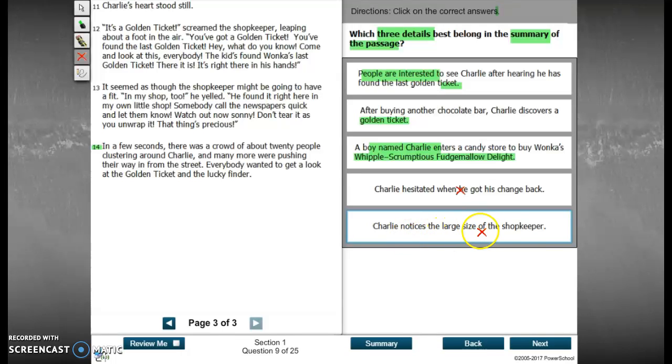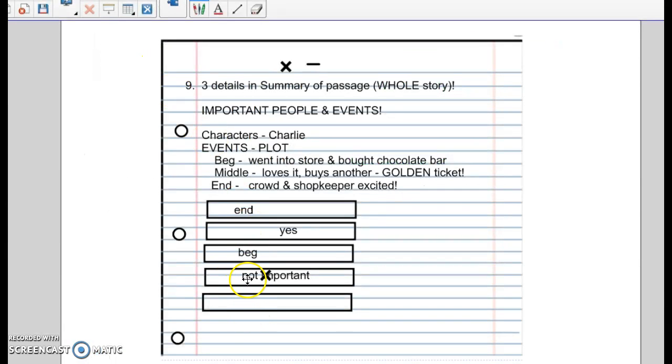Charlie notices the large size of the shopkeeper. Does it matter if the shopkeeper is fat? I don't think so. So again, not important. His size doesn't really matter to the plot.